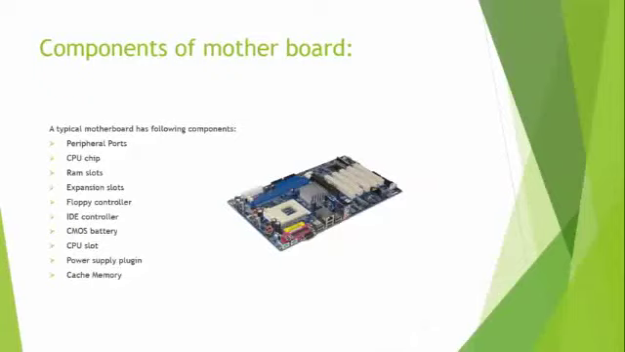Next one is CPU slot. CPU slot is also called the CPU socket, and it provides a mechanical and electrical connection between the microprocessor and PCB. And what is PCB? PCB is printed circuit board. Next one is power supply plugins. We know that it provides necessary electrical power to make the PC operate. Next one, cache memory. Cache memory is placed between the CPU and main memory. The programs we use most are stored in cache memory.